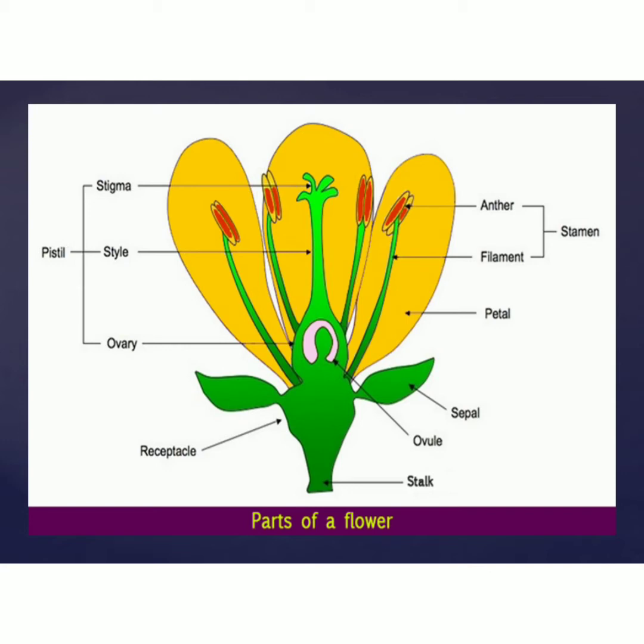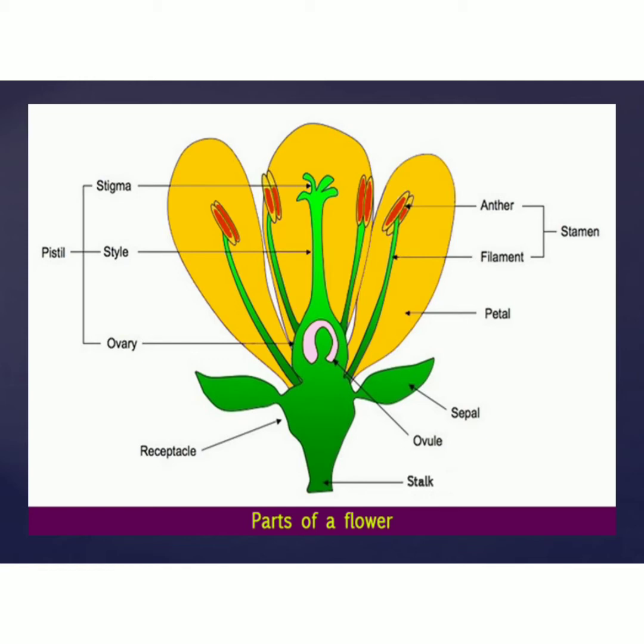The stigma is the upper part of the pistil, the style is the tube-like structure, and the ovary is the lower part of the pistil. Now, the stamen. The stamen is the male part of the flower and it is also known as the androecium. It has two parts: the upper part known as the anther and the tube-like structure known as a filament.